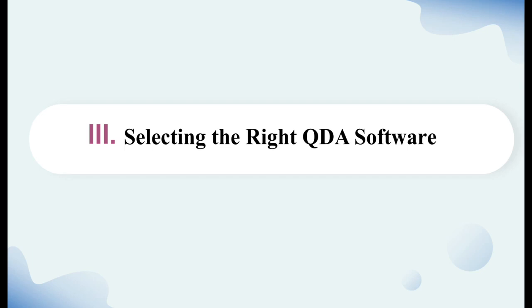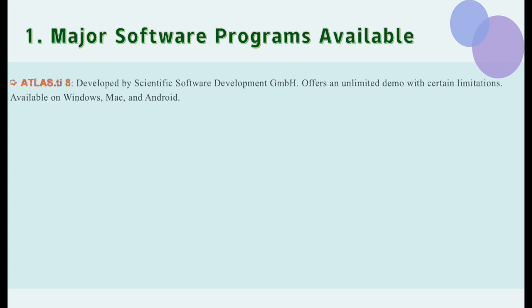Third, selecting the right QDA software. There are several QDA packages from which to choose. These programs have all emerged during the past 25 years, and they have been developed in different countries, such as the United States, Germany, and Australia. ATLAS.ti 8, developed by Scientific Software Development GmbH, offers an unlimited demo with certain limitations, available on Windows, Mac, and Android.